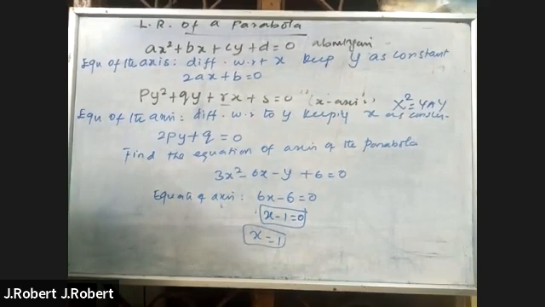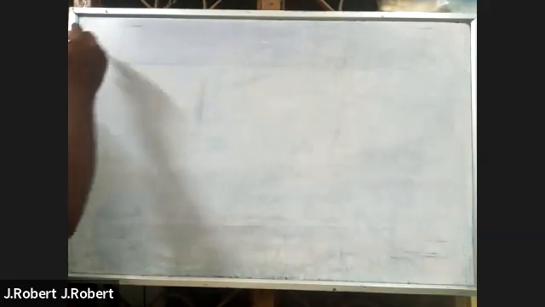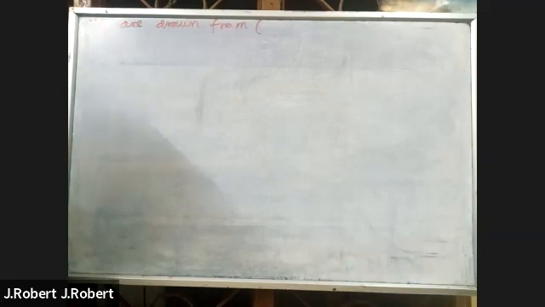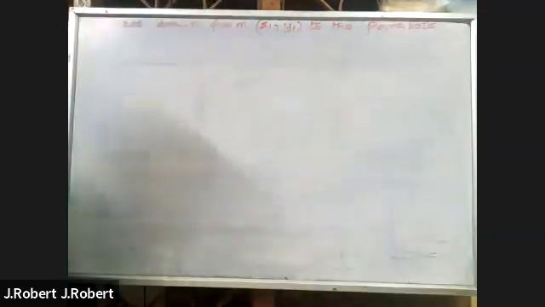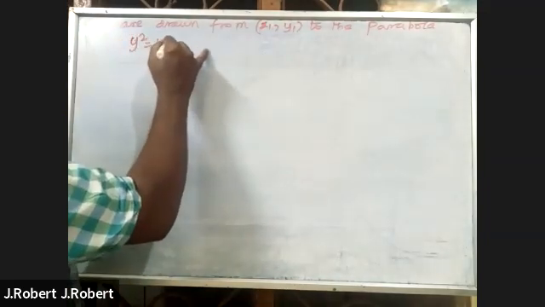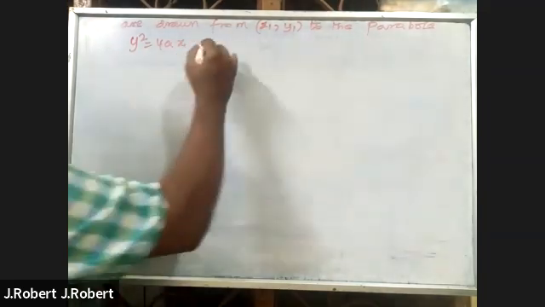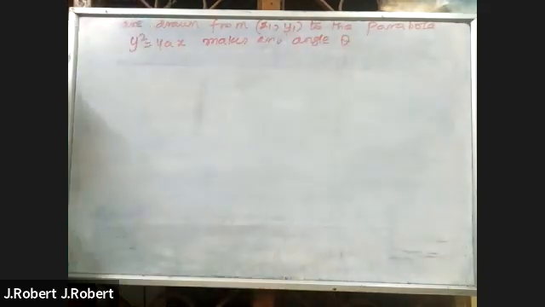The next shortcut. One more thing in parabola. Tangents are drawn from x1 comma y1 to the parabola y squared equals 4ax, making an angle theta.